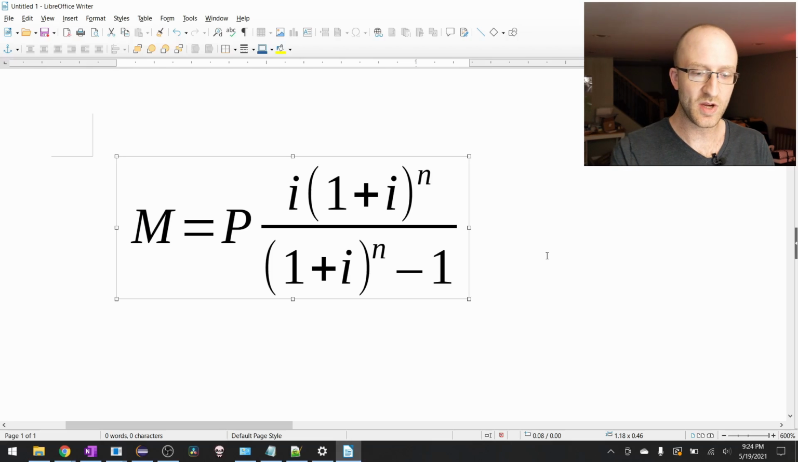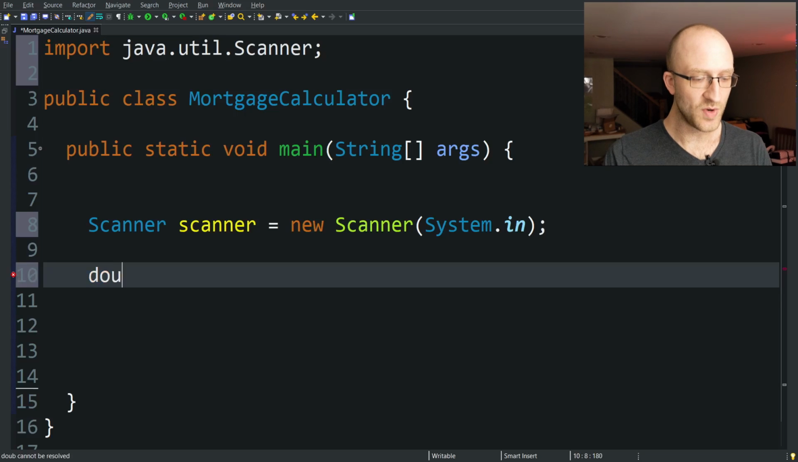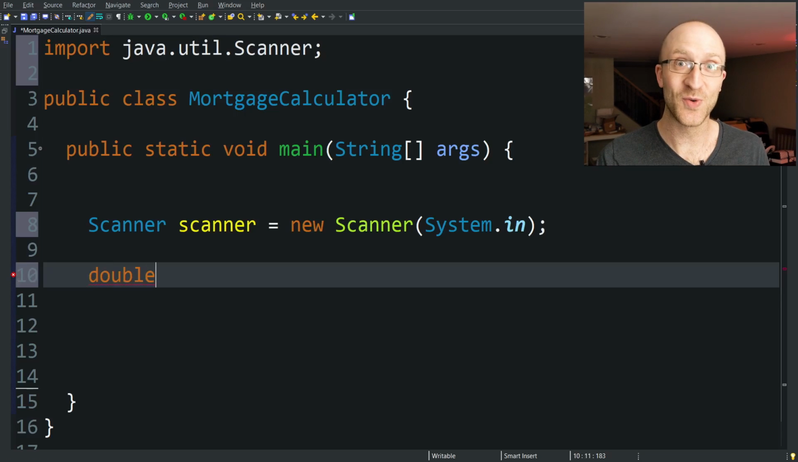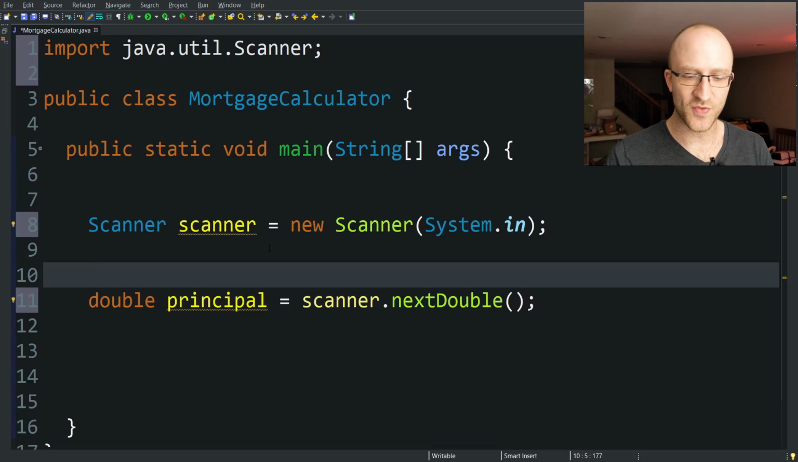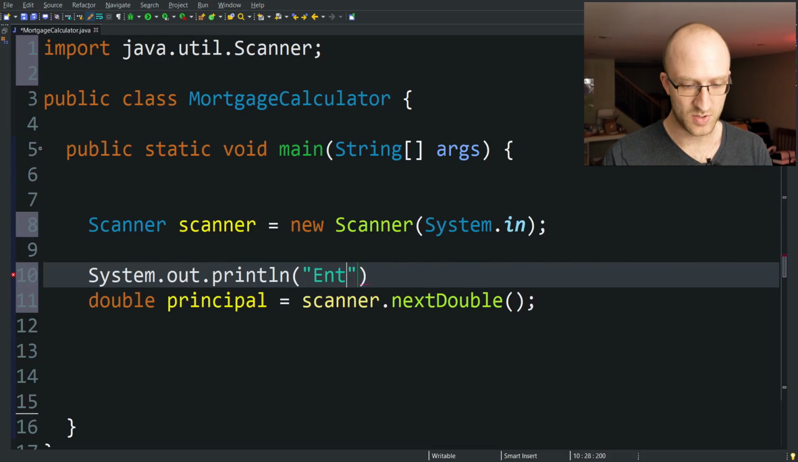So looking at our formula here, what's one thing we need to take in? We need to take in the principal amount of the loan. For that, we're going to use a double just in case the amount of this loan is super huge. So we'll just say double principal = scanner.nextDouble(). What that'll do is take keyboard input from the user of some double and store it in that principal variable. And also we do want to put in some sort of prompt for the user so they know what they have to enter. System.out.println, enter the principal amount.